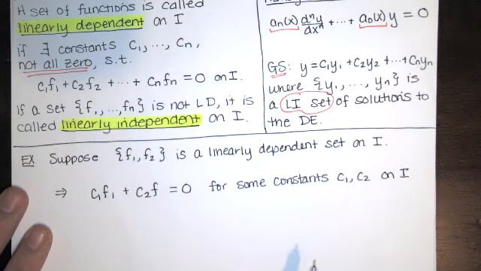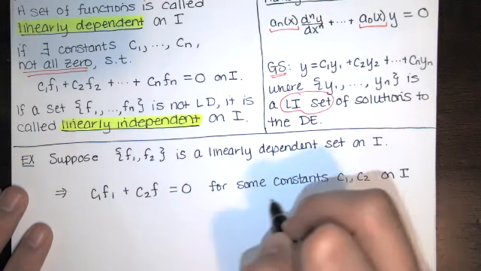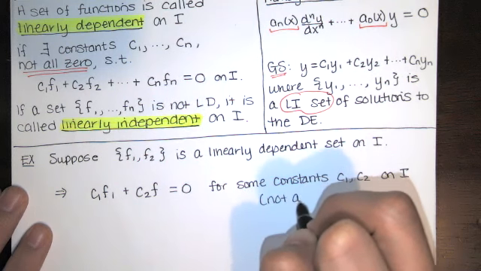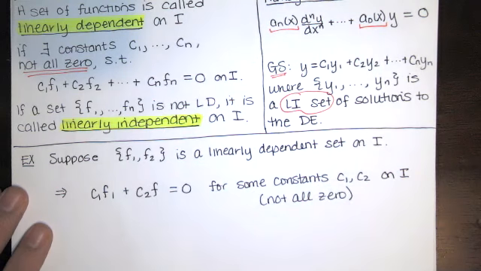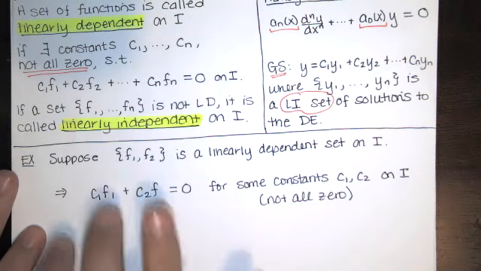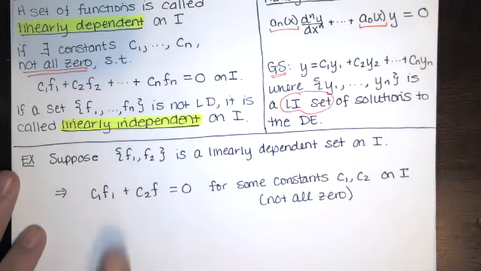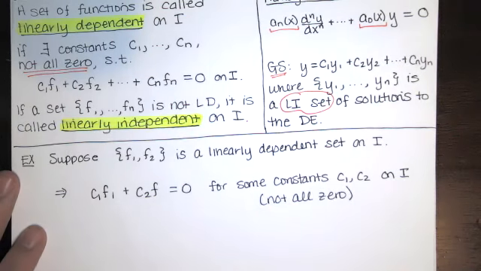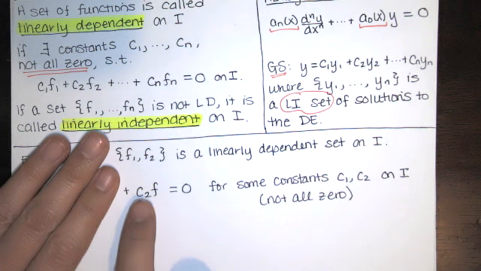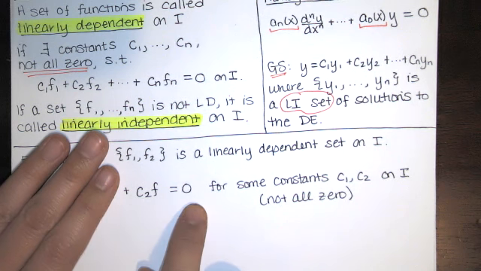So this is true for some constants C1 and C2, and they can't both be 0. And this is true on the interval I. Okay, so let's think about what this means. Well, first of all, let's assume that one of them is 0. Let's say C1 is 0. Well, if C1 is 0, then this term is gone, and then we just have C2 times F equals 0.